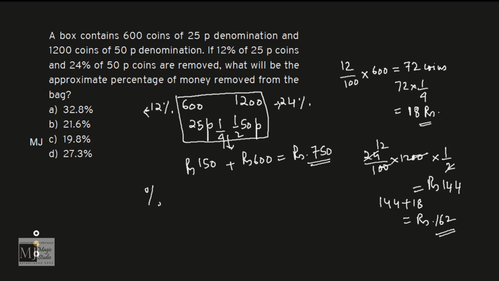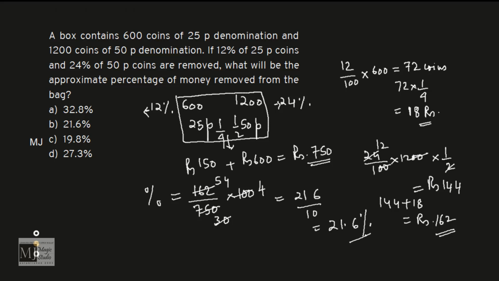What will be the approximate percentage of money removed from the bag? We are talking about the percentage of money removed, that is 162 out of how much? 750 into 100. 25 4 times, 25 is 30 times, so 3 is 5 and 4, so we have 16 and 1, 20, 21 by 10.